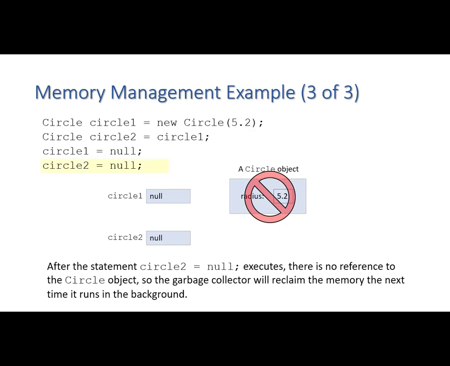However, when the circle2 object reference is set to null, the circle object with radius of 5.2 has no references. Its reference count is 0. Therefore, the next time the garbage collector runs, the memory will be reclaimed so that it can be reused by something else.